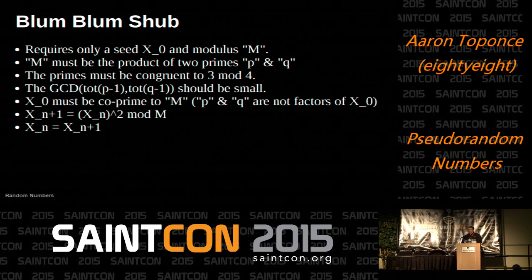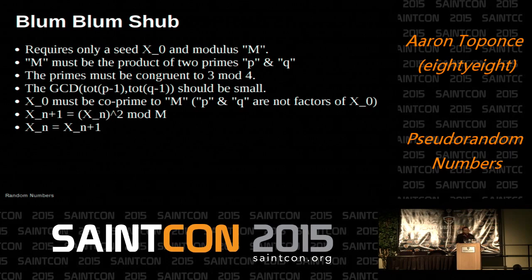For example, here's one called Blum Blum Shub. This is named after the last names of the authors of the generator. This is one you could do with pencil and paper. This addresses the quadratic residuosity problem. In other words, we're trying to discover the prime factors p and q from our modulus. All we require is a seed, x naught, and a modulus, which is the product of two primes, p and q.